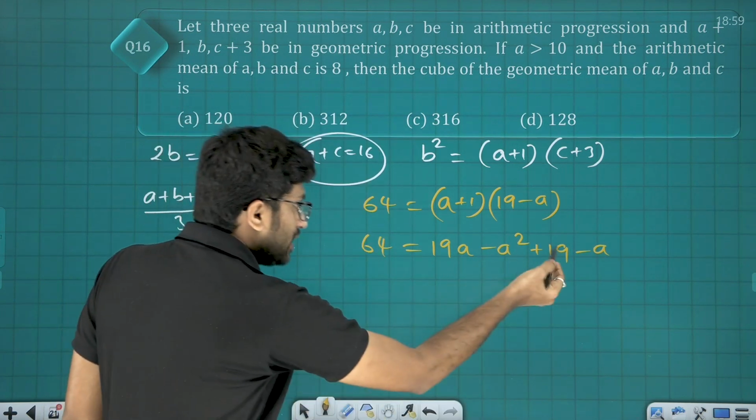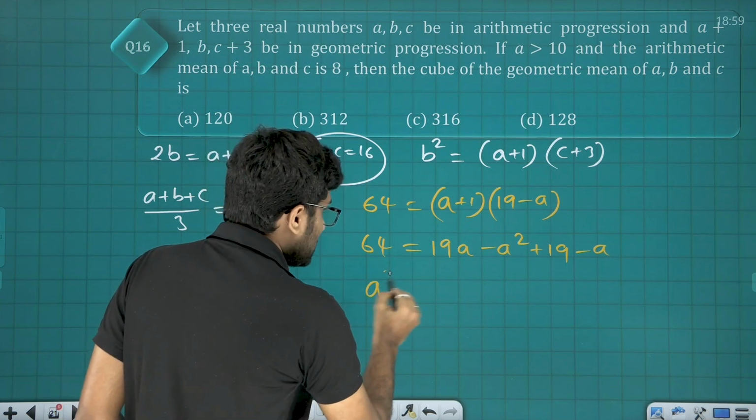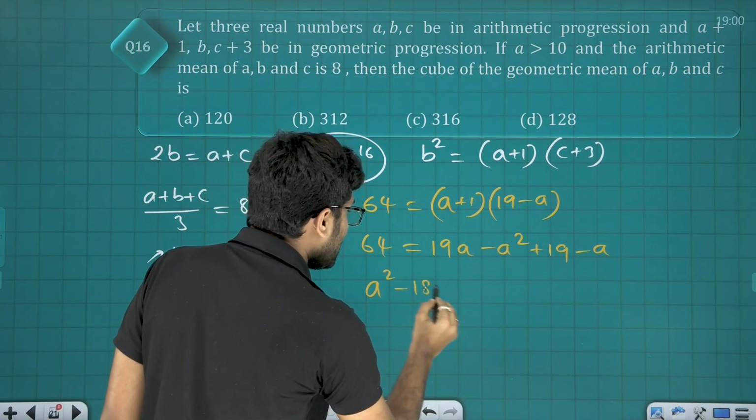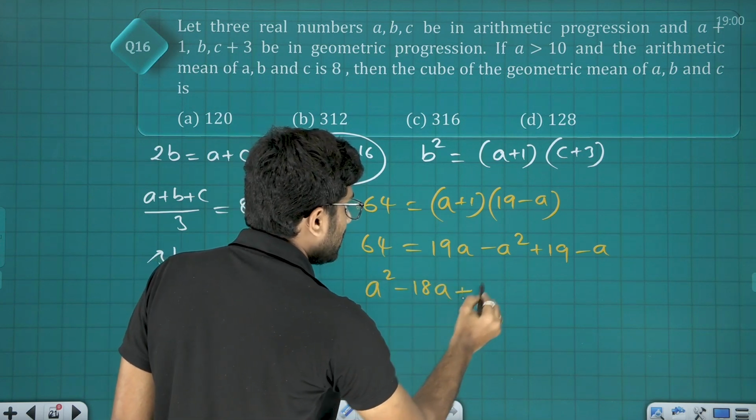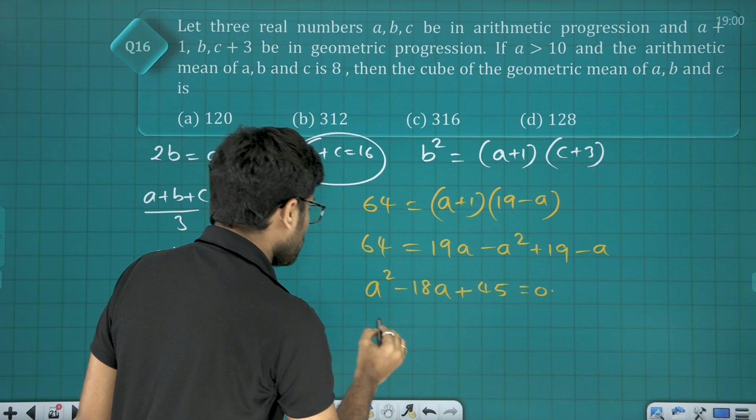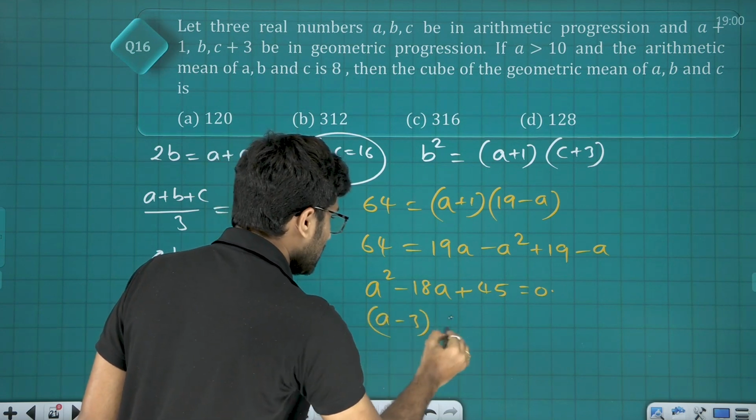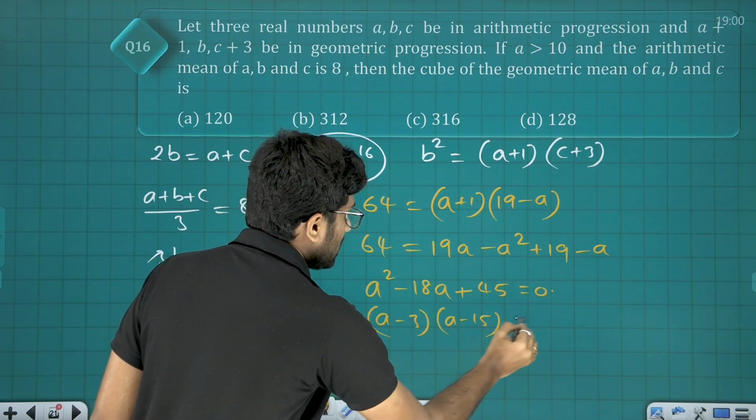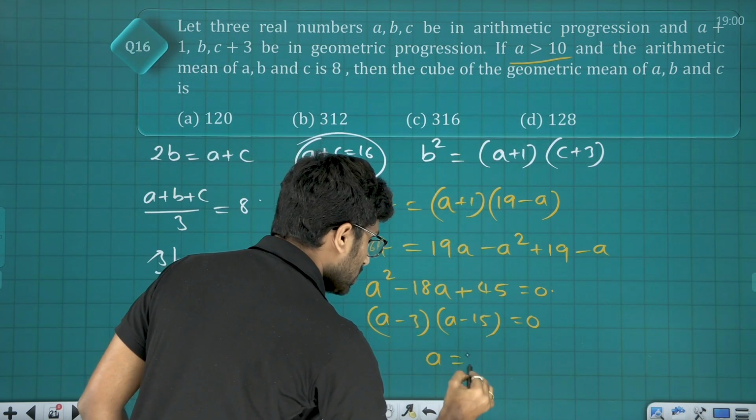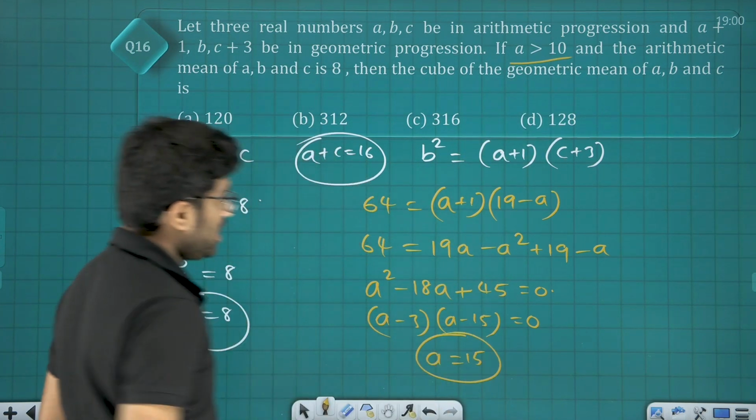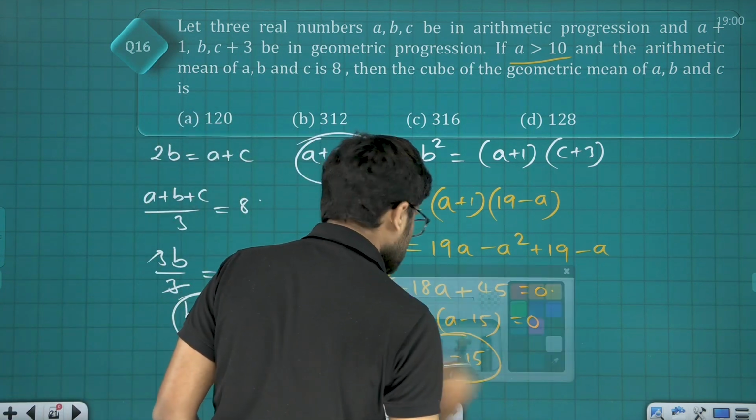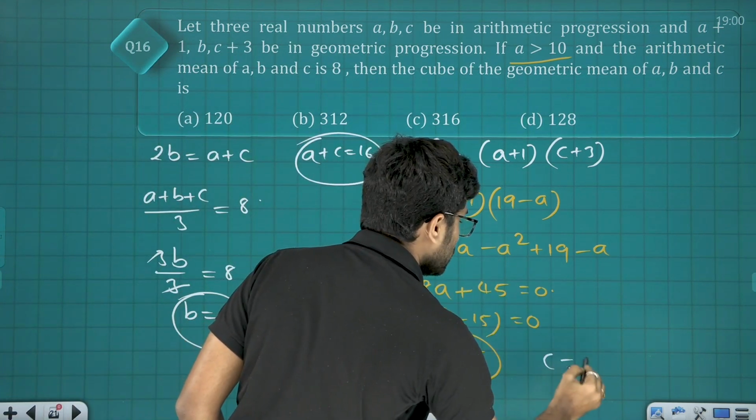Now take everything to this side. A square, 19A minus A is 18, so minus 18A, 64 minus 19 plus 45 is equal to 0. Clearly 15 3s are 45. So this can be factorized as (A minus 3) into (A minus 15) is equal to 0. They said A is greater than 10, so A is equal to 15. So if A is 15, C is clearly 1 now.